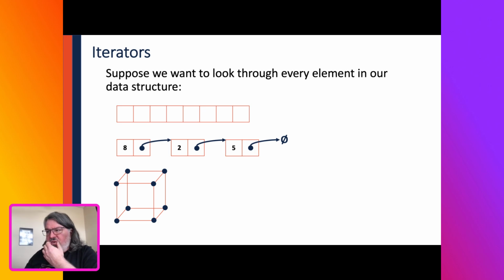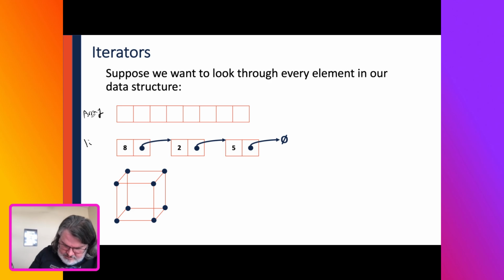So, what are iterators? Iterators are a really important concept in C++ that helps us access a data set. Suppose we want to look through every element of our data structure. And here we have an array, a linked list, and a hypercube.